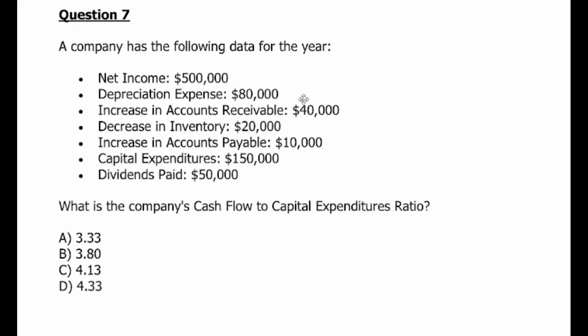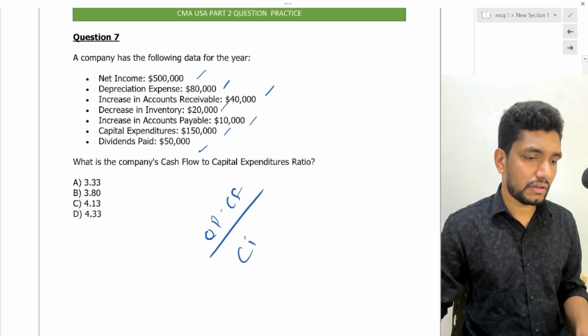A company has the following financial data for the year: net income 500,000, depreciation expense 80,000, increase in account receivable 40,000, decrease in inventory 20,000, increase in account payable 10,000, capital expenditure 150,000 and dividend paid 50,000. What is the company's cash flow to capital expenditure ratio? So the formula for cash flow to capital expenditure is operating cash flow divided by capital expenditure.